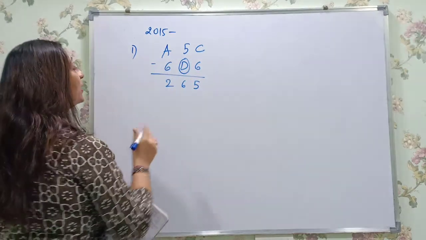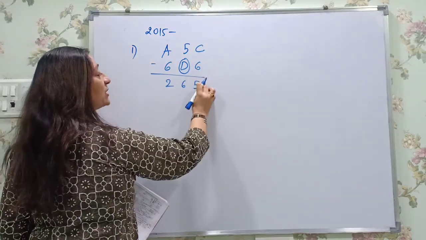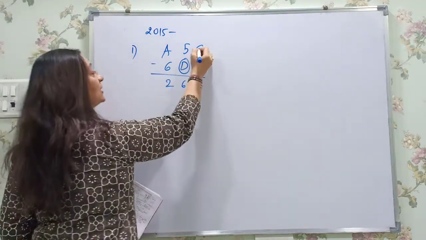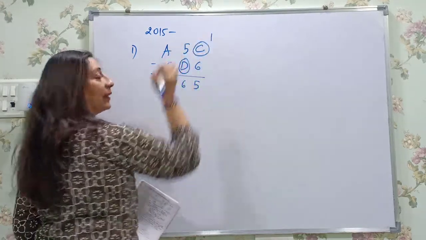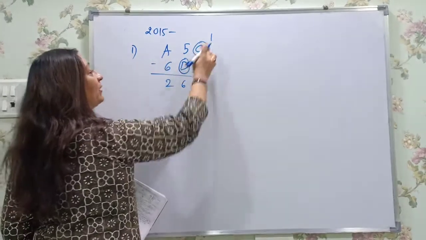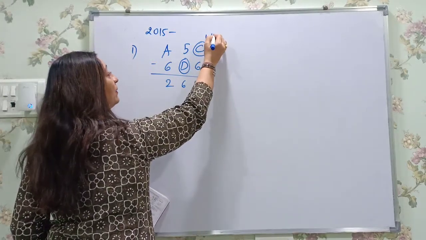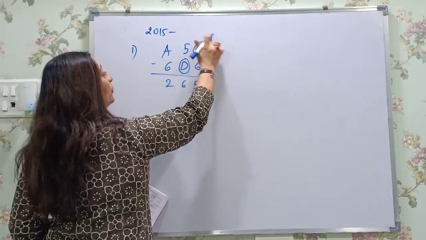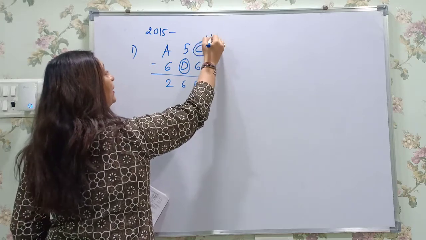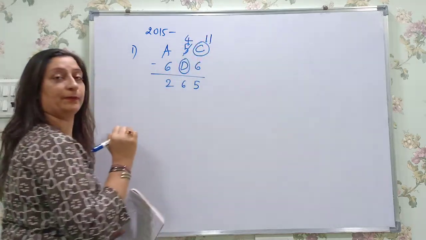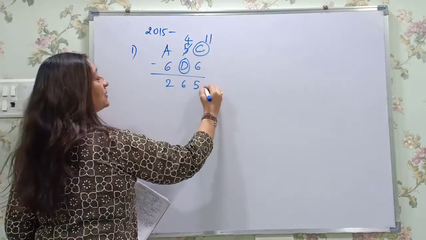Okay kids, now we first add these two. 6 plus 5 becomes 11. So C definitely has to be 1, because 11 has a 1. Now I borrow from here, so that becomes 11 and this becomes my 4. So 11 minus 6 is 5.